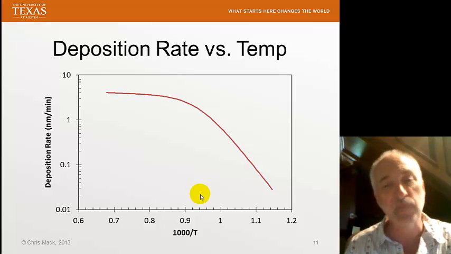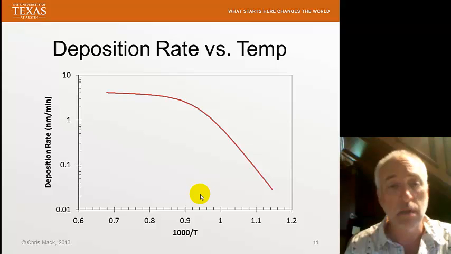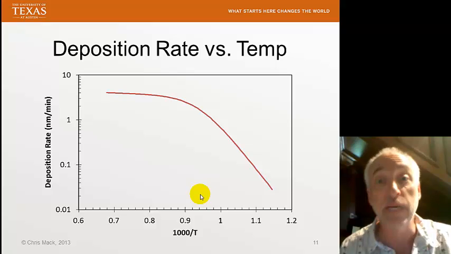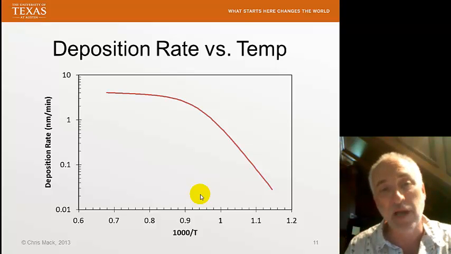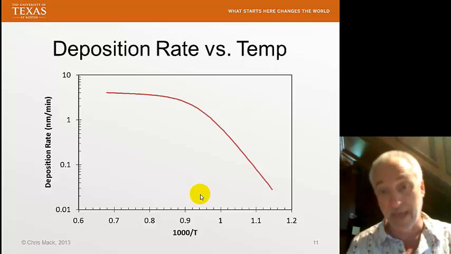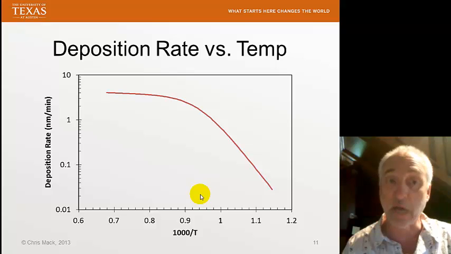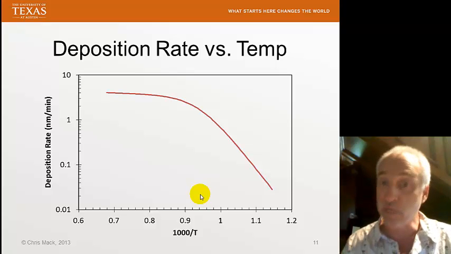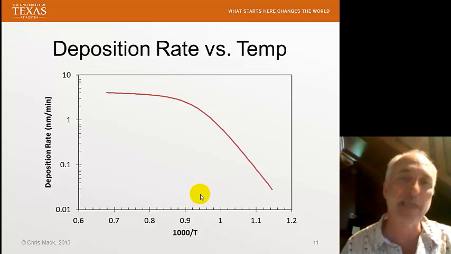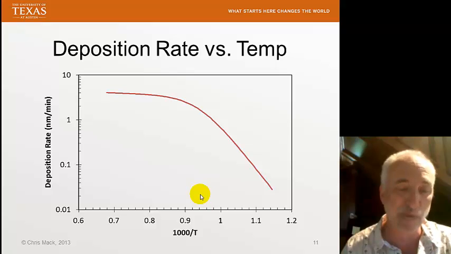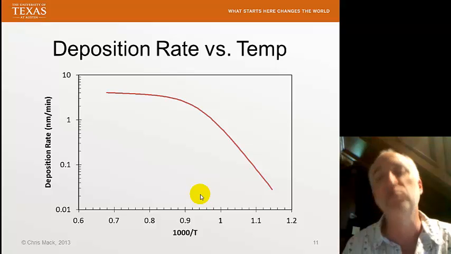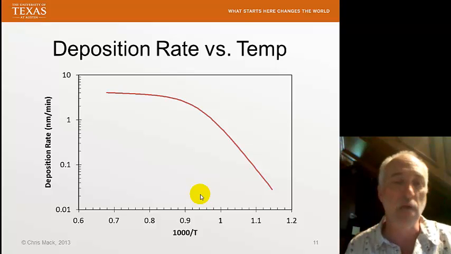We can see this behavior by plotting the deposition rate versus 1 over temperature. This is called a pseudo-Arrhenius plot. An Arrhenius plot plots the rate constant versus 1 over absolute temperature. And the rate constant is put on a logarithmic scale. That's called the Arrhenius plot. We're doing something similar to the Arrhenius plot. Instead of plotting the rate constant per se, we're plotting the deposition rate, which is proportional to the rate constant. So we call it a pseudo-Arrhenius plot because it has some of the same behaviors.